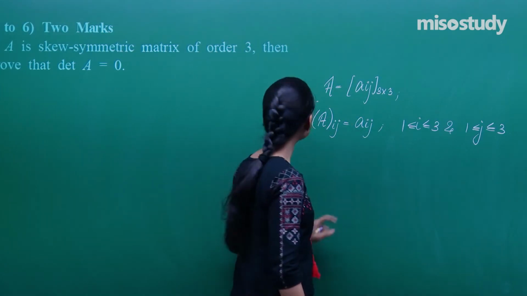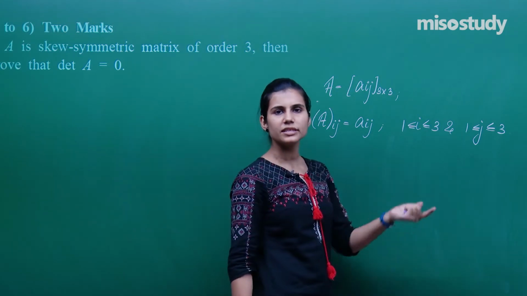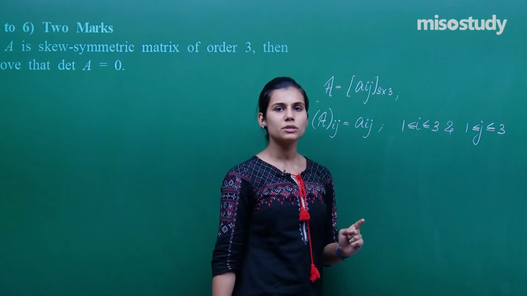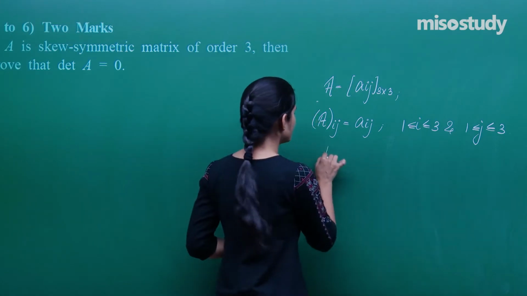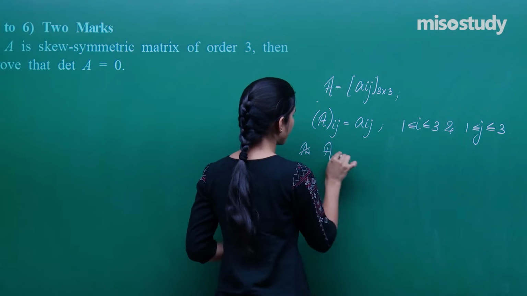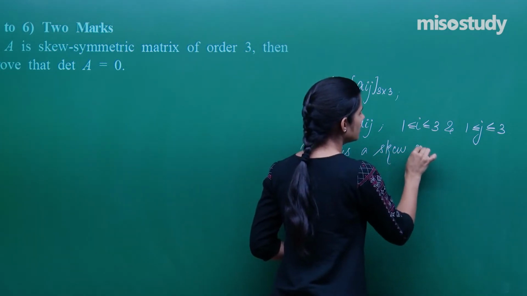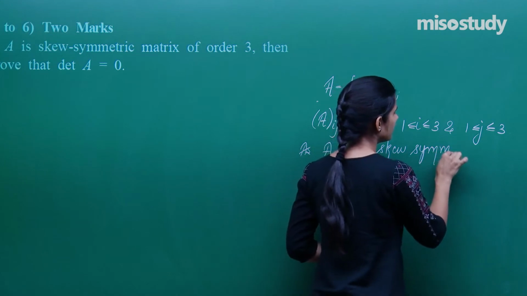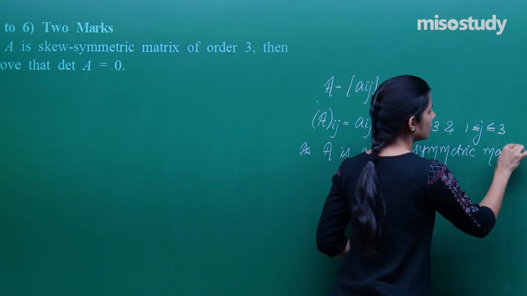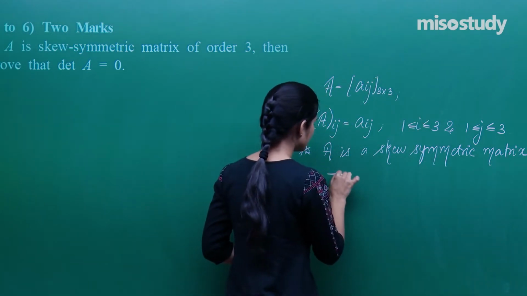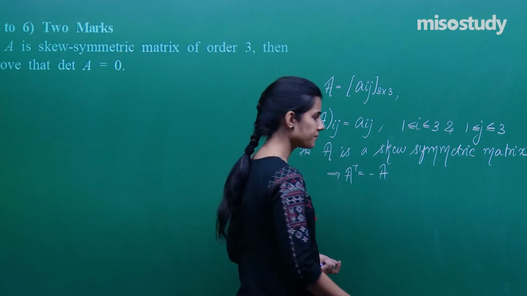It's a generalized matrix. It's given to be skew symmetric. Symmetric means when the transpose is equal to the matrix itself, and skew symmetric means when the transpose is equal to the additive inverse of the matrix. So as A is a skew symmetric matrix, this implies that the transpose of A is equal to the additive inverse of A.